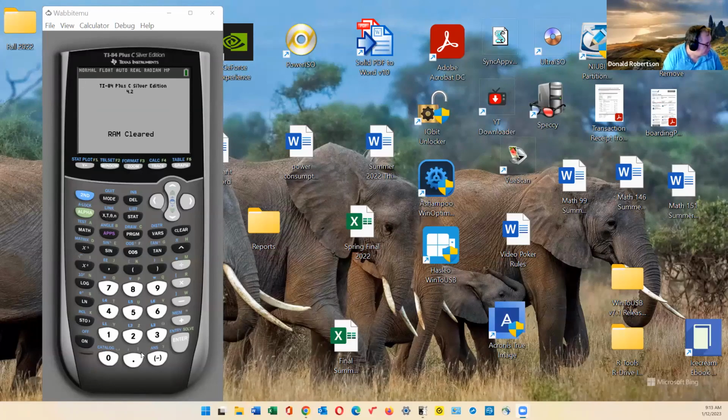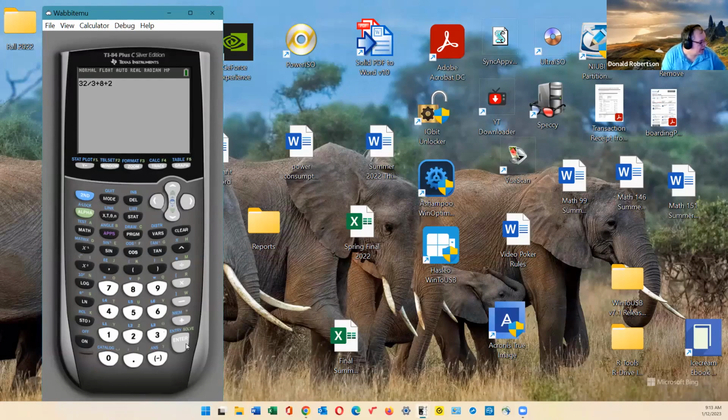So the calculation was, and you can use your TI-84 to do fractions, 32/3, add an 8, and add a 2. Now when I hit enter, a decimal is going to appear, and that's okay. But that's not the answer.